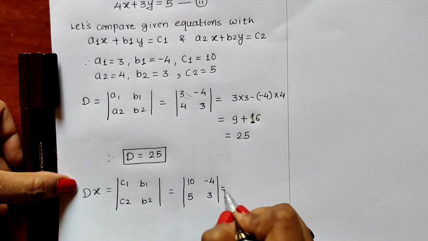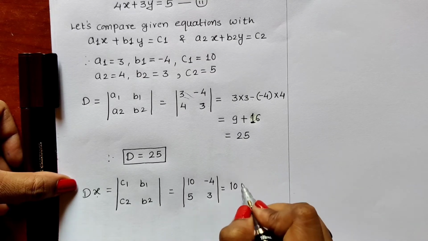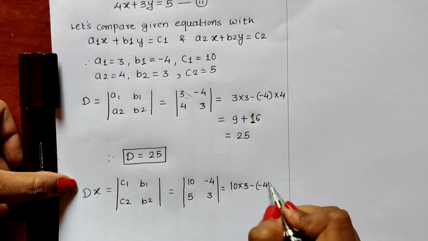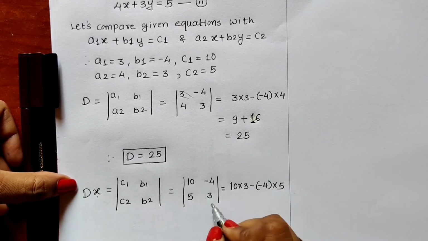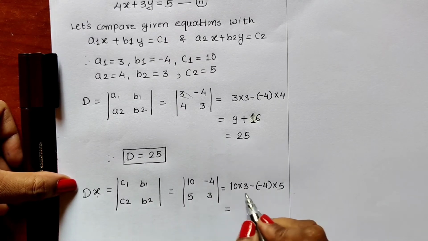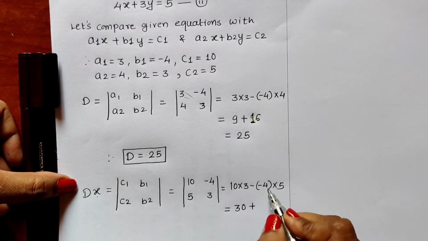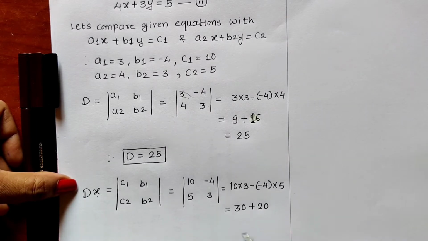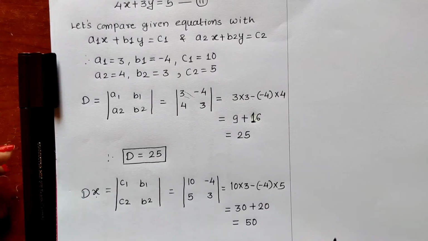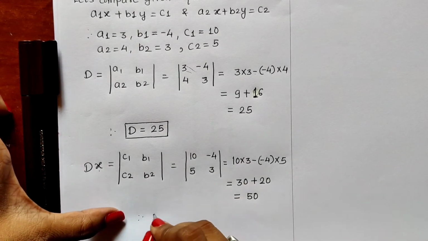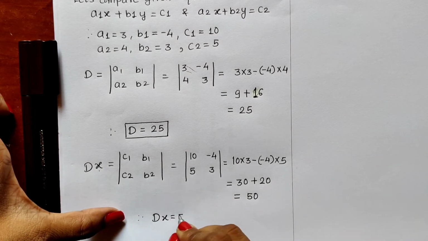Now multiply 10 multiply by 3 minus 4 multiply by 5, cross multiply we have done. 10 3s are 30, minus minus become plus 4 5s are 20, 30 plus 20 is 50. So in this way we have got the value for dx also. So let us write, therefore dx is equal to 50.